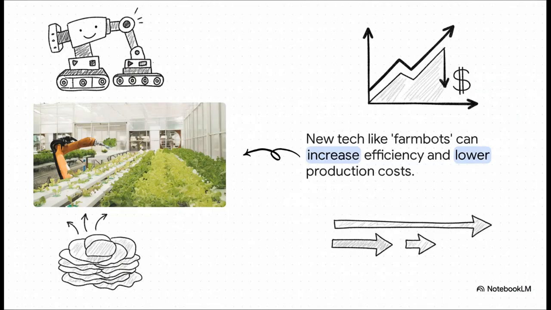This is a brilliant example of how technology can totally change the game for supply. New tech like these farm bots makes production way more efficient and brings down costs. And what does that mean? It means producers can now supply more than they could before, at every single price. That's a shift of the supply curve to the right.